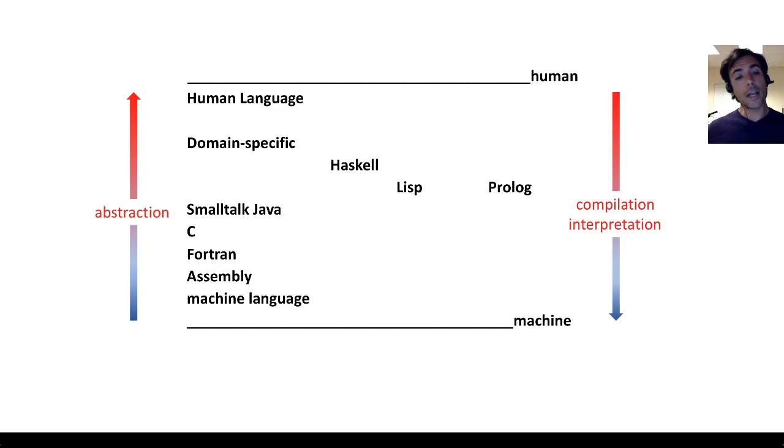and even higher abstract languages such as object-oriented languages like Smalltalk or Java, or even higher abstraction languages such as functional languages like Haskell and Lisp, and logic languages such as Prolog. So these are mostly general purpose languages.